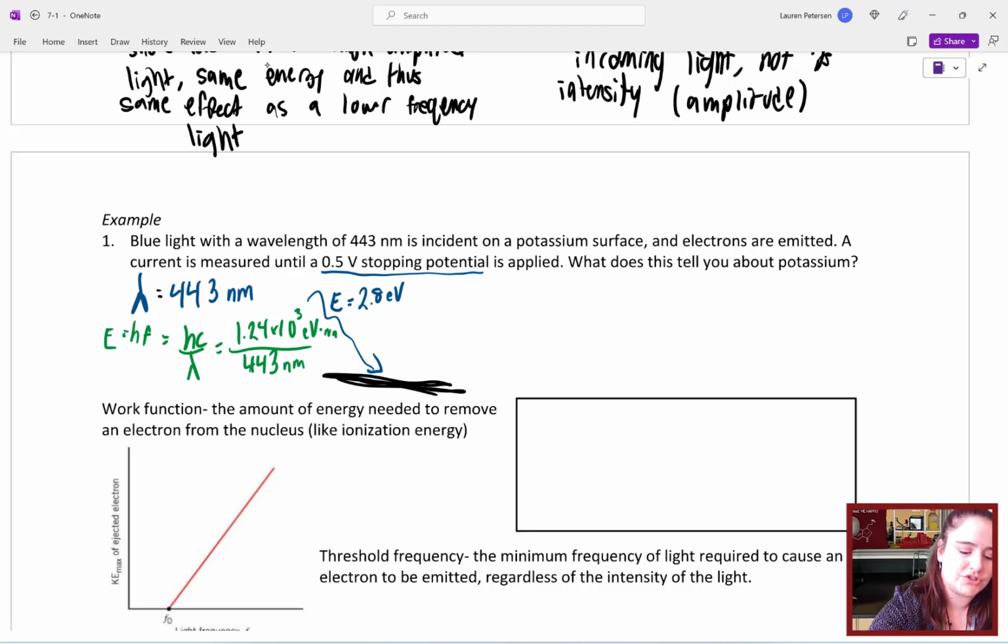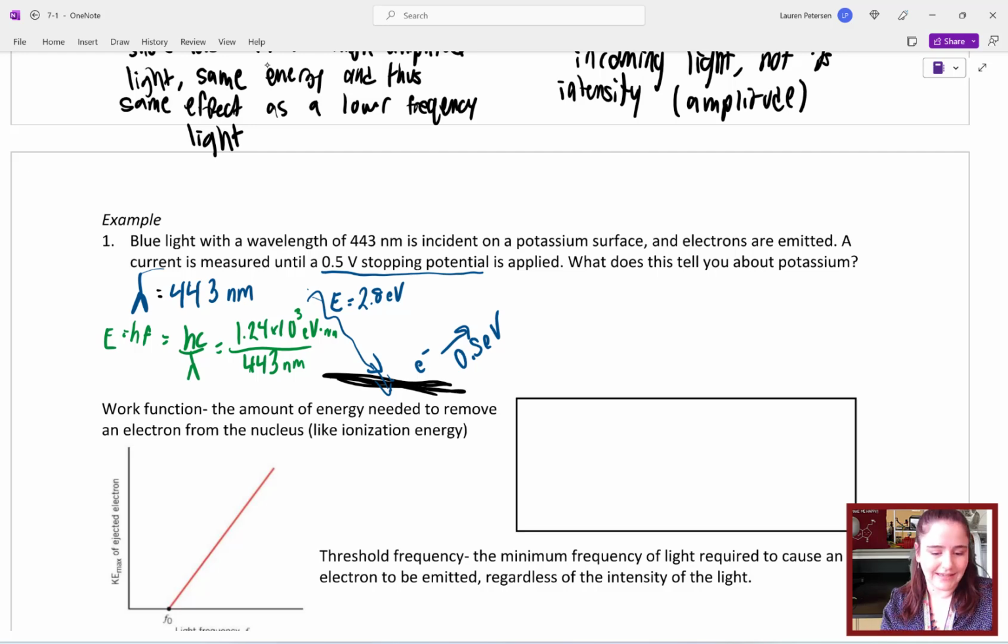Okay, and it's shining on that potassium surface. A current is measured until the 0.5 volt stopping potential is applied. So when this light is shined onto this surface, electrons are emitted until 0.5 volts. So that means those electrons had that 0.5 electron volts of energy. Electron volts is just the volts that's needed to stop that one electron. So they have 0.5 electron volts of energy.